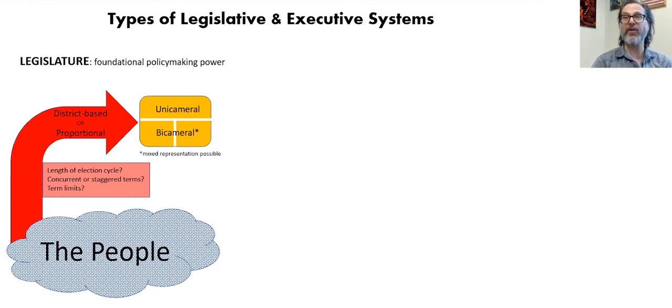And then obviously term limits are really big because term limits speak to the issue of political equality or political inequality. When there are term limits, there's only a certain amount of time that individual people from the people can rise out of this cloud and exercise this foundational policy-making power. It's obviously a big part of the legislative system. Term-limited legislatures look very different than non-term-limited legislatures, just like legislatures with a staggered membership look very different than a legislature with a concurrent membership.